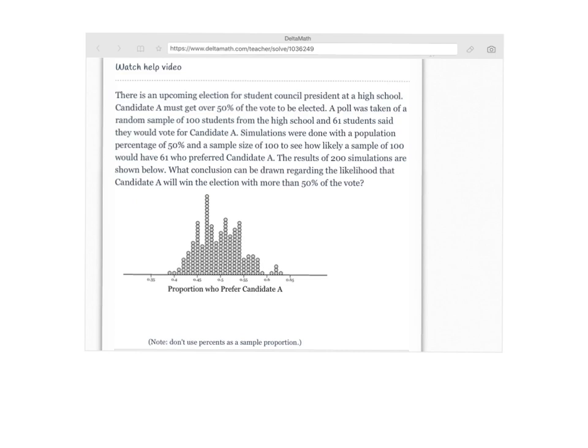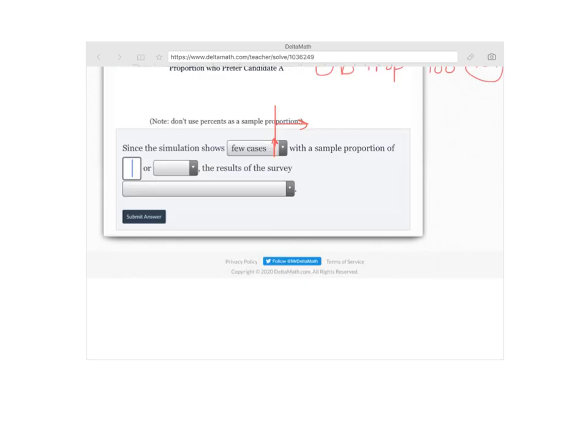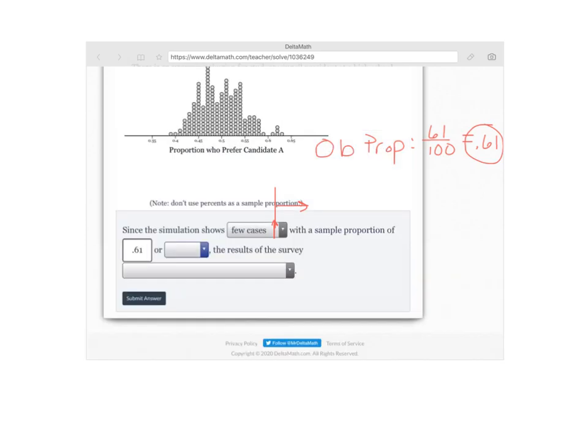There are 200 dots here. So we're going to say that this 0.61 or greater is few cases. So with the drop-down menus, since the simulation shows few cases with a sample proportion of 0.61 or greater, right, because we're in that tail. Now, since there was 0.61 or greater, it kind of made it out of that middle stuff that happens by chance. So let's just look at the options.